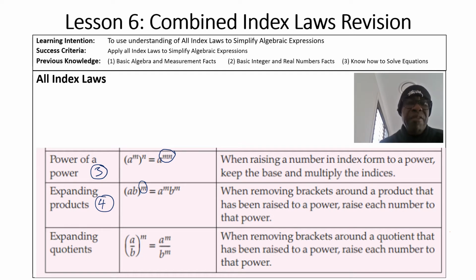Then when we are dividing inside a bracket raised to a power, that was our law 5. Again, A over B in brackets raised to the power M simply is A to the power of M and B to the power of M.